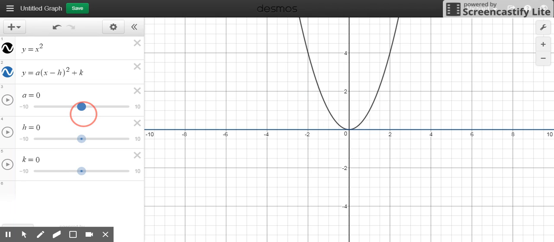Okay, so let's sum this up really quick. Well, a equals 0. What happened? As you can see there, it's just going to be a completely horizontal line because it's really just y equals 0, because anything times 0 is 0. So that's all we have left, in case you were wondering.